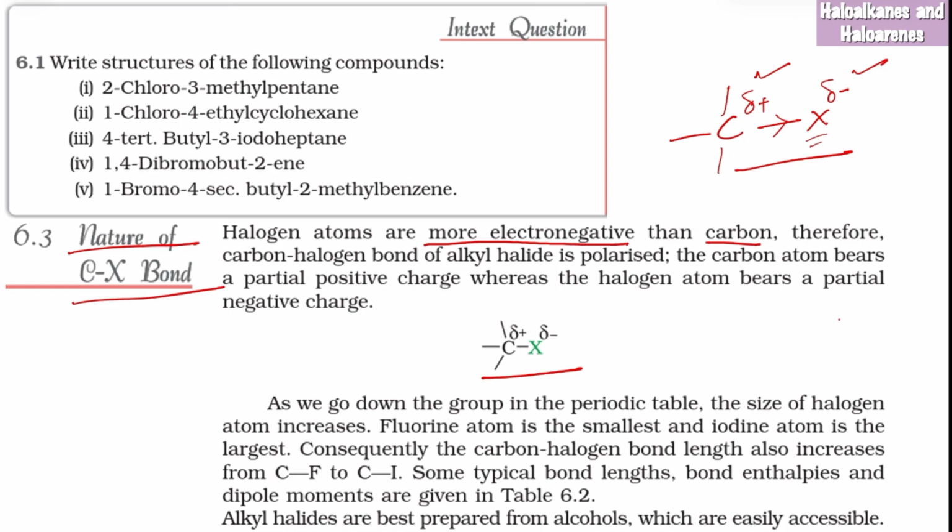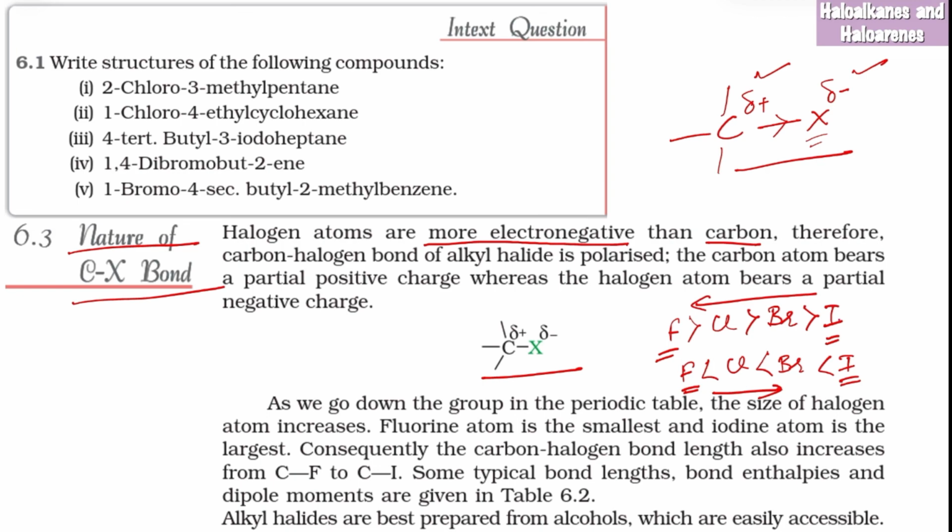Now the electronegativity of fluorine is highest, and then chlorine, then bromine, and then iodine. Fluorine is the most electronegative element, iodine is the least electronegative element, and in terms of size, fluorine is the smallest one, then chlorine, then bromine, and then iodine. So fluorine is the smallest and iodine atom is the largest. So in this direction size increases, in this direction electronegativity increases.